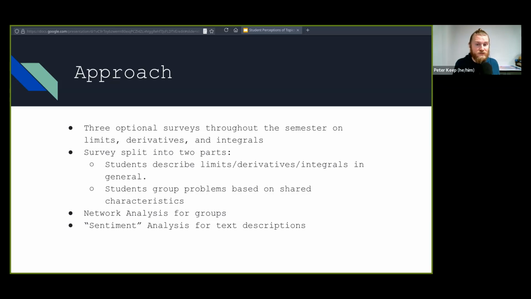We didn't really care too much about positive or negative sentiment. So what we're doing right now is trying to align those things on a different spectrum, where instead of positive or negative sentiment, we're thinking about a conceptual understanding versus a computational approach, to simplify things. That's the spectrum that we're looking at.